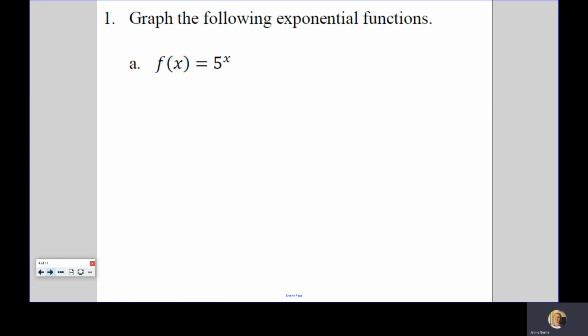So we have graph the following exponential functions. Part A is f of x equals 5 to the x. We can see this is obviously exponential. It's got a variable in the exponent. This is a very simple exponential function. Nothing crazy going on with the exponent. It's just x.